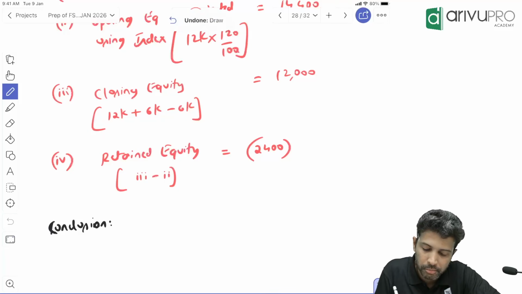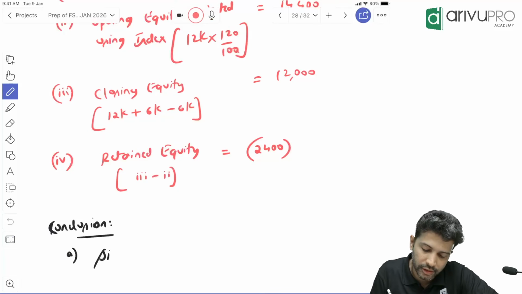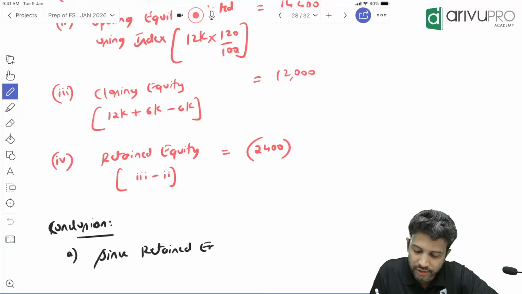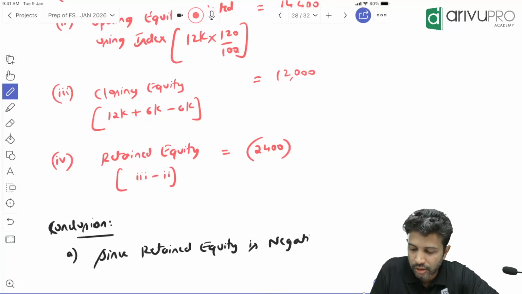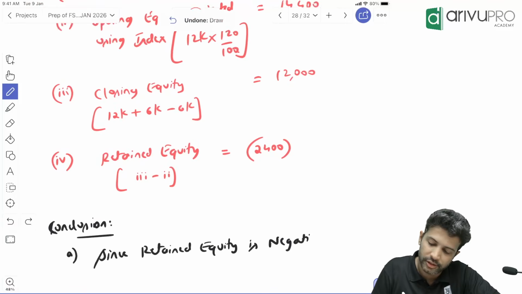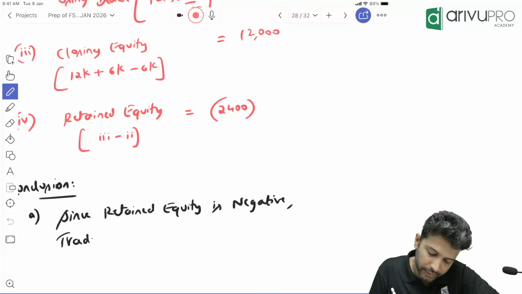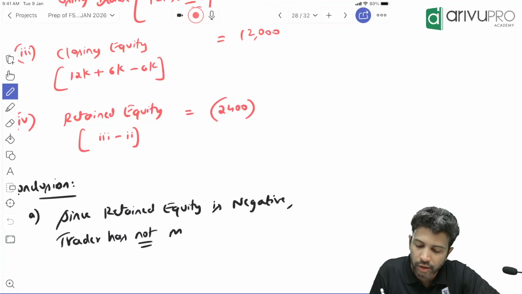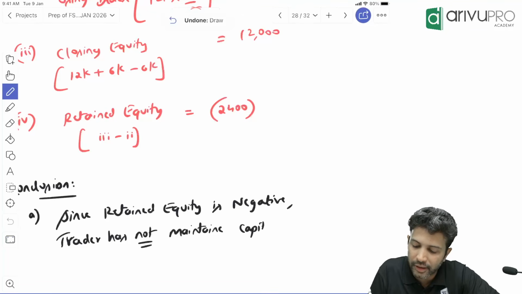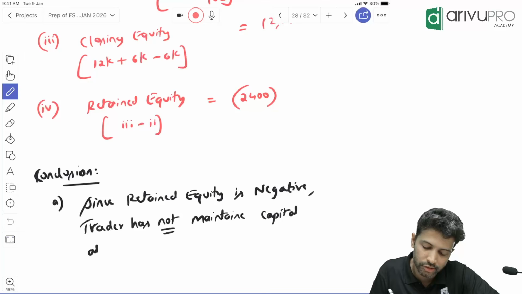Conclusion. Point number 1. Since retained equity, or retained earnings you could say, is negative, the trader has not maintained capital at current cost.